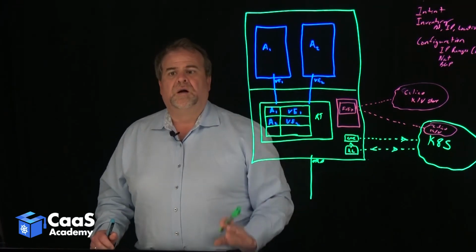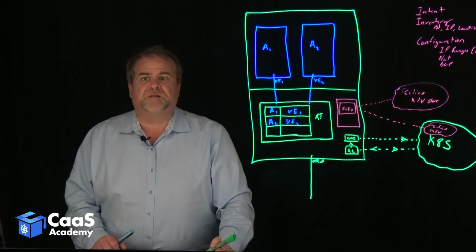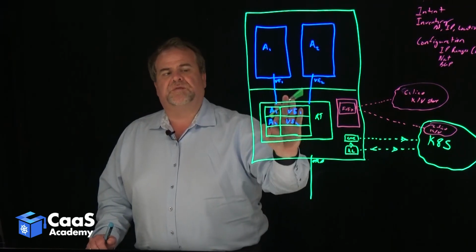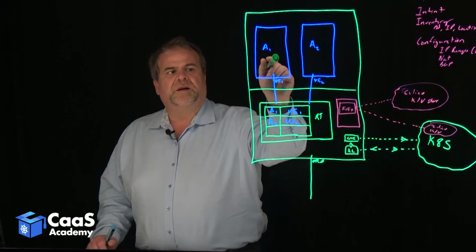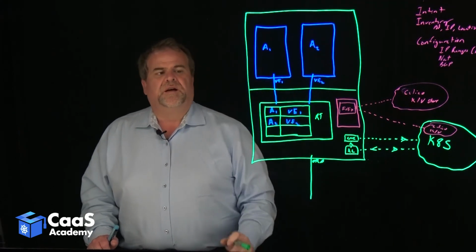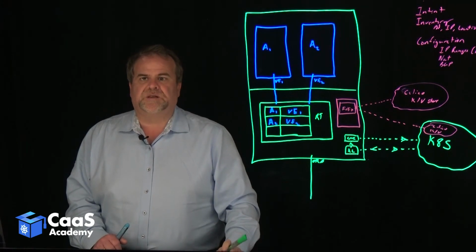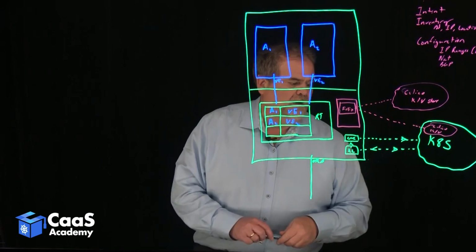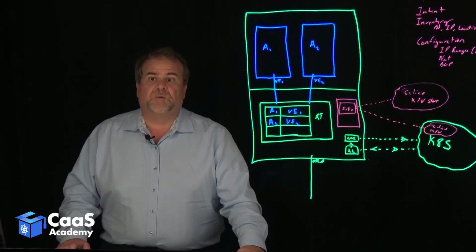So what we've done here is we've put an IP routing table entry in this host that says whenever this host receives traffic with a destination of A1, it knows to send that traffic down virtual Ethernet 1. And this is a key difference between Calico and some of the other overlay or virtual networking environments.